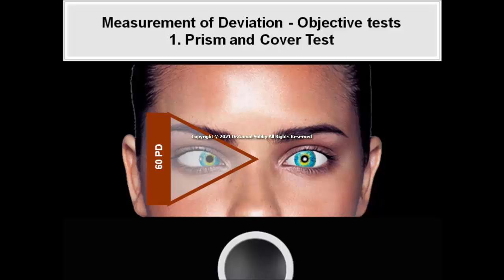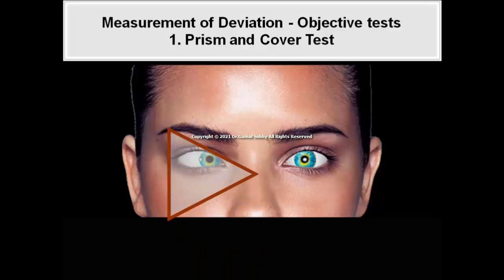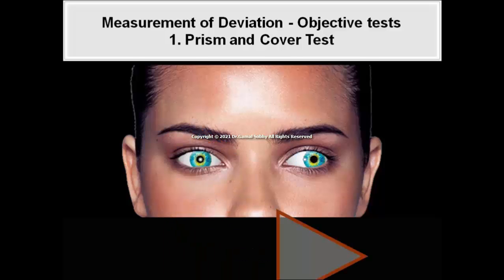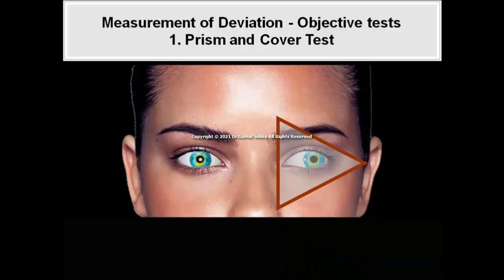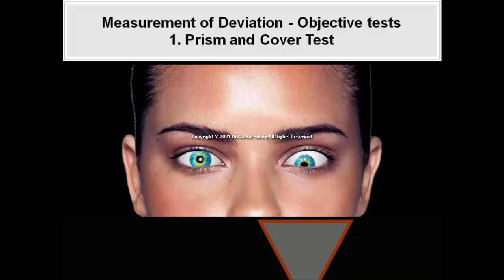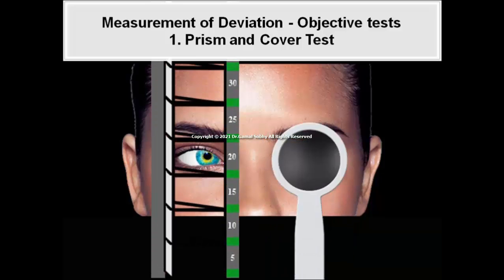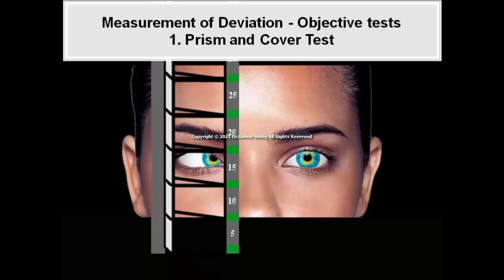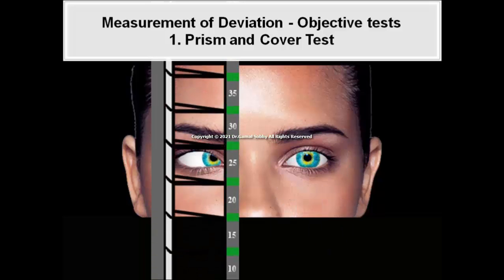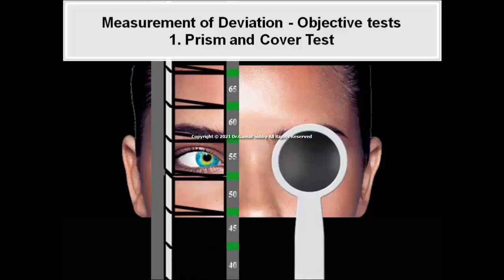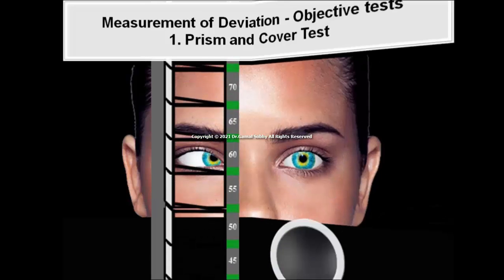The prism is placed in front of the deviated eye according to the rule of BAD, or base against deviation. To measure an esotropia, the prism is placed base out, for an exotropia base in, for a hypertropia base down, and for a hypotropia base up. The prism strength is increased until the movement is offset. The power of the prism required to offset the movements is a measure of the deviation.